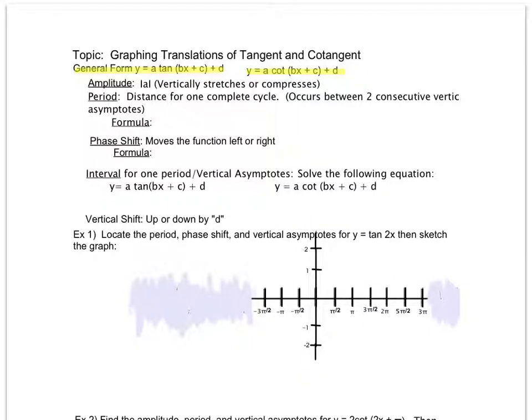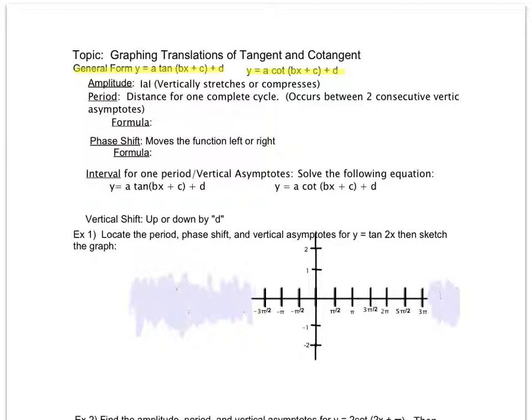Now that you know what the graph of tangent and cotangent looks like, we want to talk about their translations. So we're going to look at their general form. Notice it's very similar to our general form for sine and cosine, with y equals a tangent bx plus c plus d and y equals a cotangent bx plus c plus d.